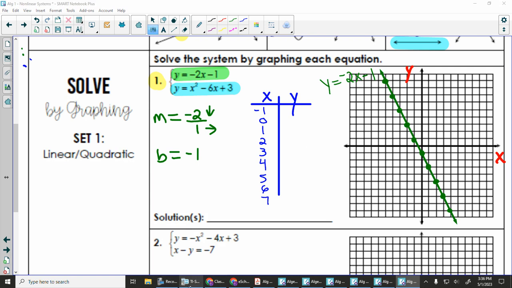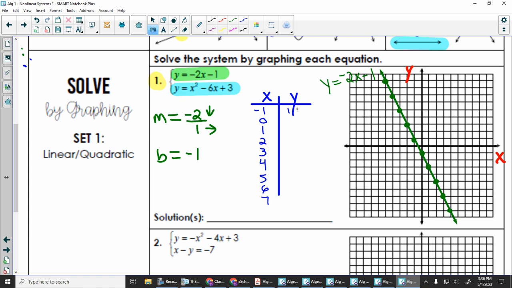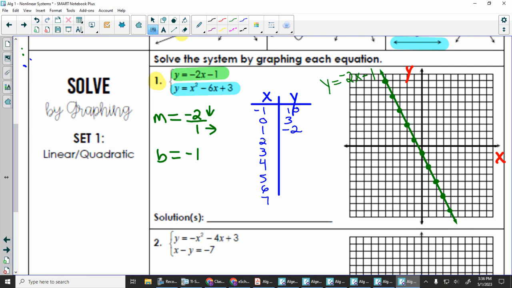And now we're going to put the points that go with it. So we had 10, 3, negative 2, negative 5, negative 6, and then the pattern repeats backwards. Negative 5, negative 2, 3, and 10. Okay, so now here are the points that we can go ahead and plot, and you'll see it'll form our parabola for us.